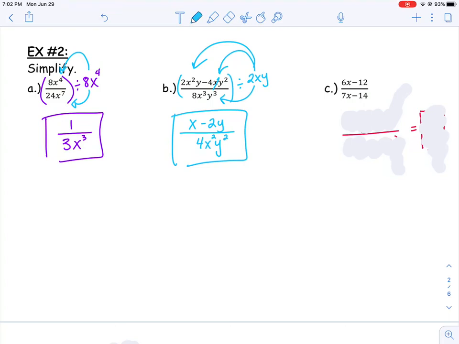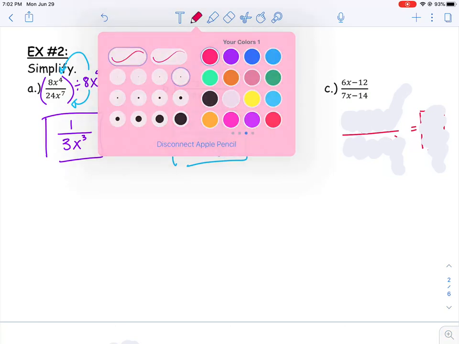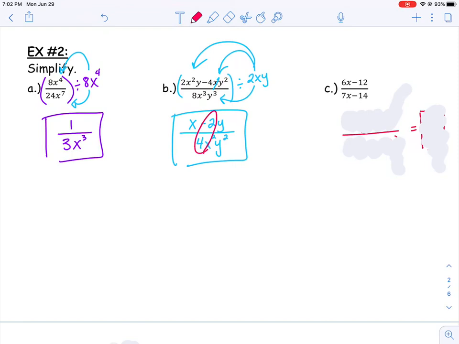Now be careful. Please do not think that you can reduce this 2 and the 4, because you can't take out a 2 from this term. You have to be able to take it out of all three in order to be able to take it out or simplify by it. So that would be my final answer.